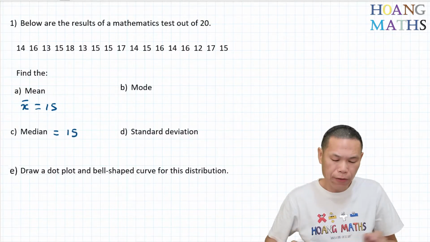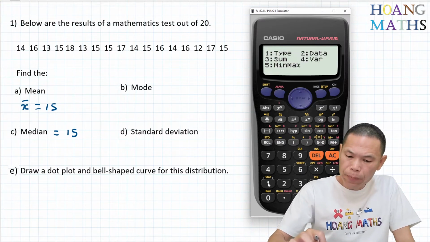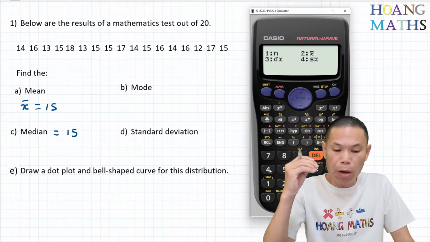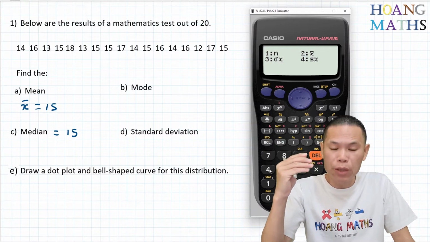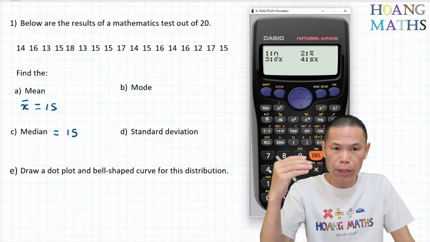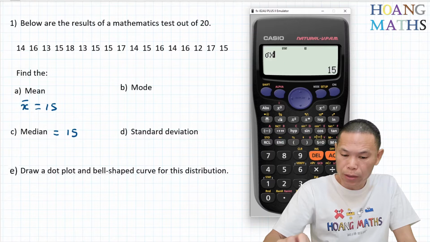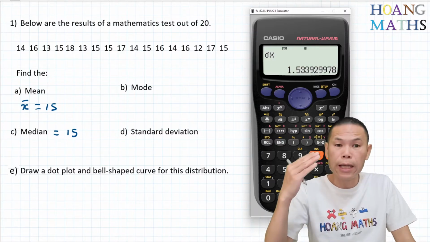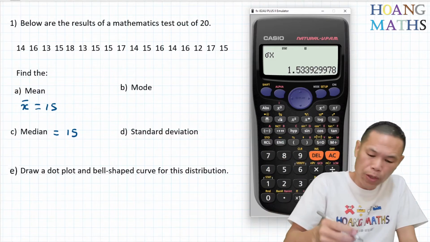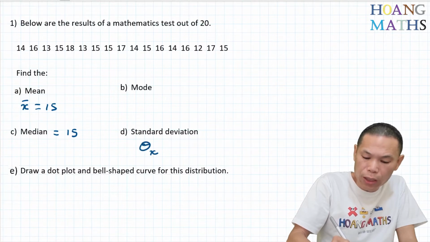Now to work out the standard deviation, we just go shift, stat again, and then under option 4. Now remember option 3 is the population standard deviation, whereas option 4 is the sample standard deviation. In this case, it didn't say sample, so we have to use population. So the population is option 3. So we press 3 equal. So the standard deviation is 1.53, correct to 2 decimal places. So the standard deviation, we can just write the symbol here. The standard deviation is equal to 1.53.